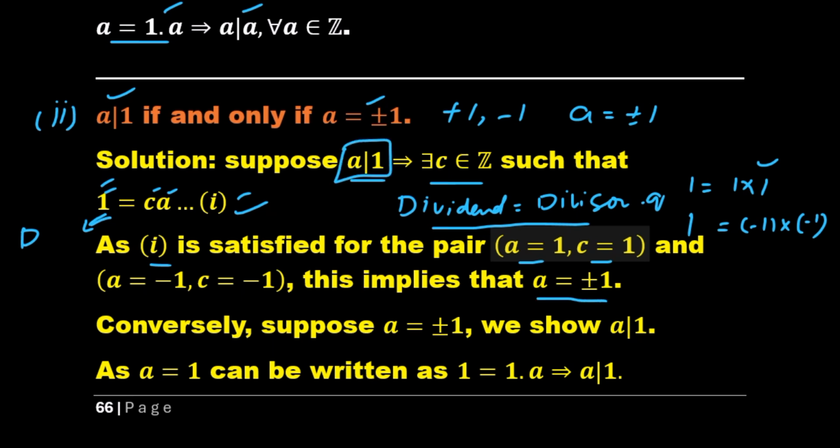Conversely, we suppose that a is equal to plus minus 1. We show that a divides 1. As a is equal to 1, can you write it as 1 is equal to 1 into a, because here a is 1. A is 1, this implies 1 is equal to 1 into 1. This shows that a divides 1. If you convert this equation in the form of divisibility, you can write it as a divides 1.